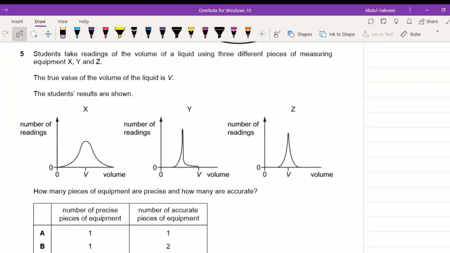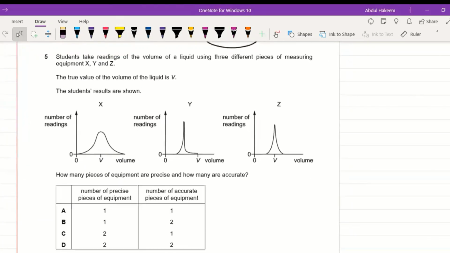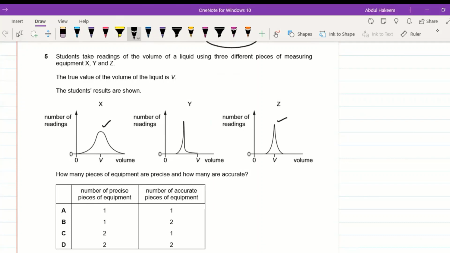Now question number 5 is a very easy question. A student takes readings of the volume of a liquid using 3 different pieces of measuring equipment X, Y, Z. The true value of the volume of the liquid is V. The student's results are shown. How many pieces of equipment are precise and how many accurate? Okay. The reading is accurate if the peak is formed exactly at the true value, so 1 and 2. And precision is if the peak is sharp, so again 1 and 2. So the answer will be D.